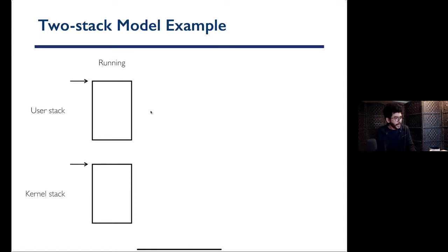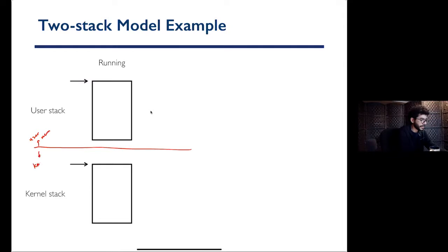Okay, so this is just an example before I jump to the code in the remaining 20 minutes. As I said, this is the 2-stack model right now. Assume that I have a user stack in user memory. This is in user memory. This is in kernel memory.